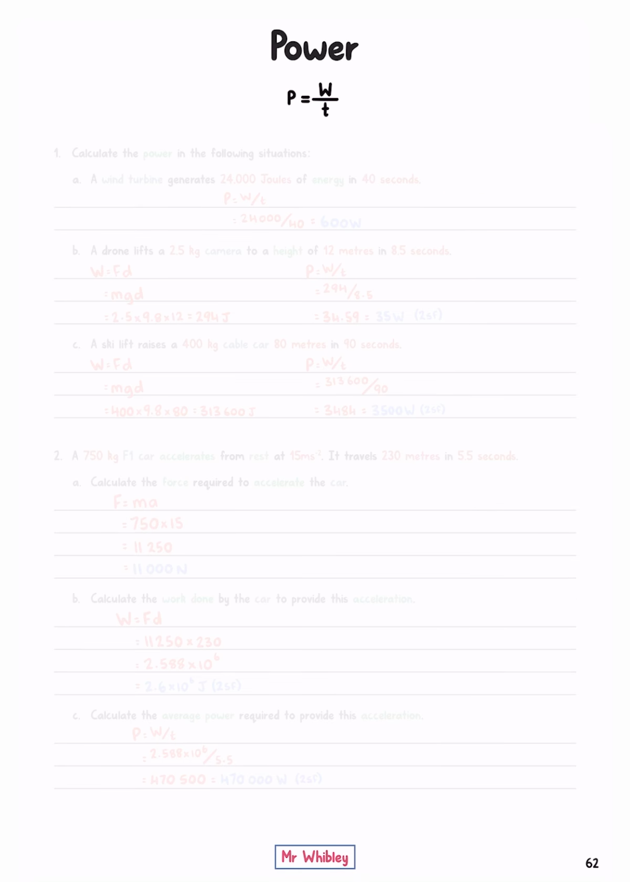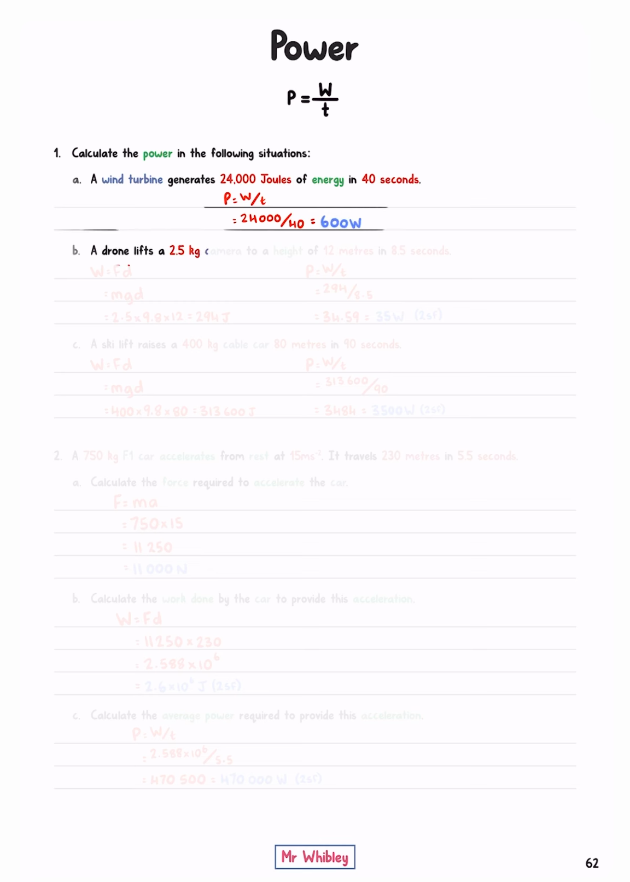Power. Question 1. Calculate the power in the following situations. A wind turbine generates 24,000 joules of energy in 40 seconds. We know that power is work over time, we know the work, and we know the time, which gives us 600 watts. A drone lifts a 2.5 kilogram camera to a height of 12 meters in 8.5 seconds.